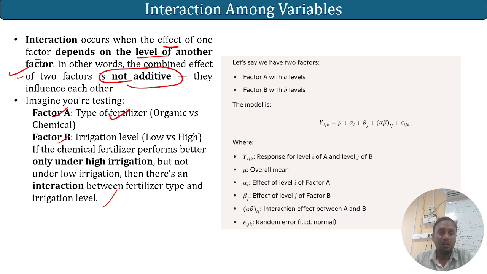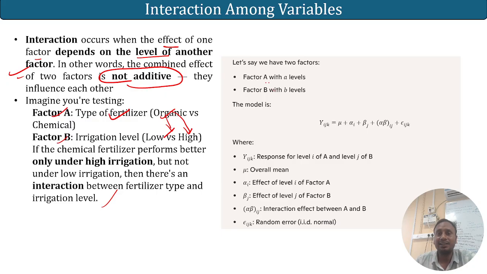It means organic is going to behave differently with low irrigation and differently with high. It's something we call interaction, where they influence each other. I think the idea of interaction is clear. Is it? Yes, sir.